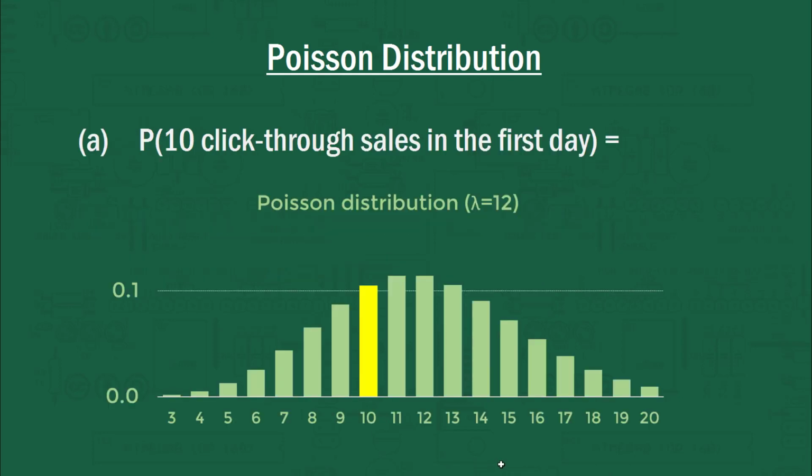So here's the answer to part A. The probability of 10 click-through sales in the first day is equivalent to the height of this bar here. Now this is a Poisson distribution where the mean is 12, lambda is 12. Of course, it goes a little beyond in this direction down to 0, and on this direction it goes up to infinity. But how do we find the probability of that bar?